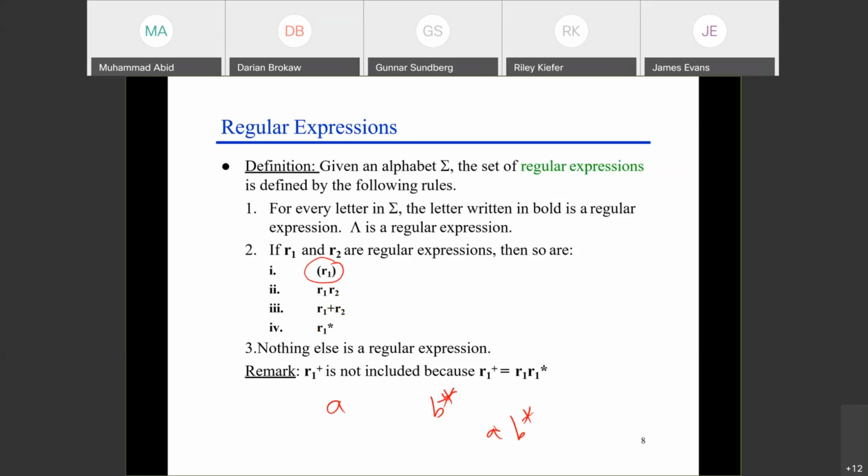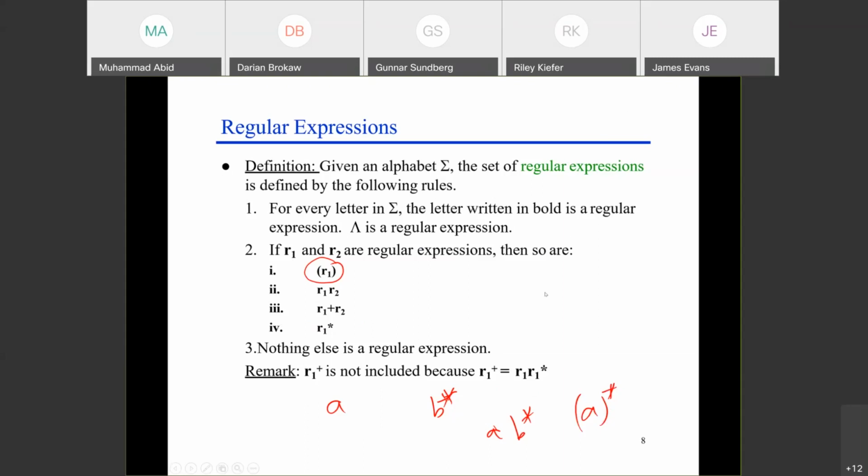And if you take the closure of a regular expression, so let's say A and you put star here, this will still be a regular expression. It will be a new language, but it will not change its behavior. So nothing else is a regular expression other than these rules. This is the recursive rule of the regular expressions.